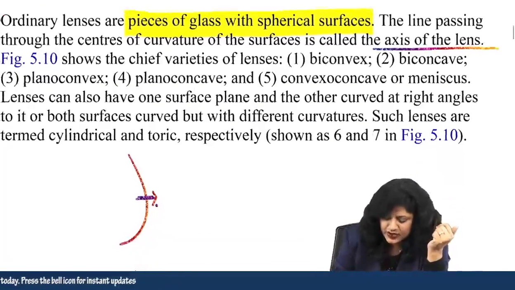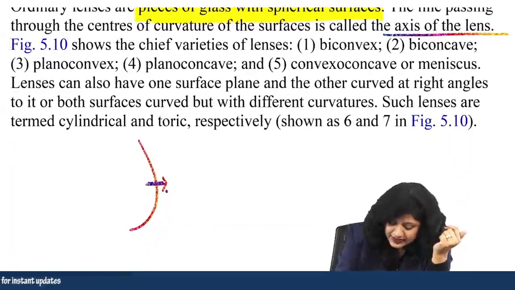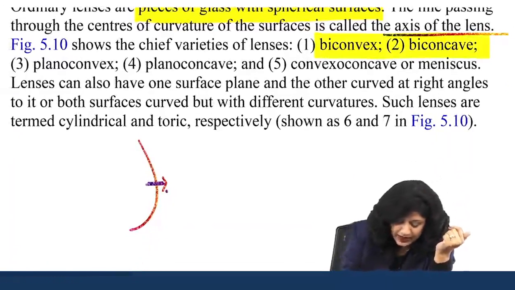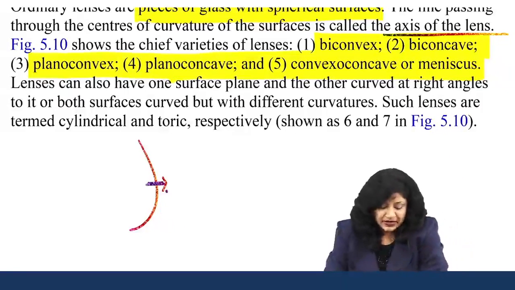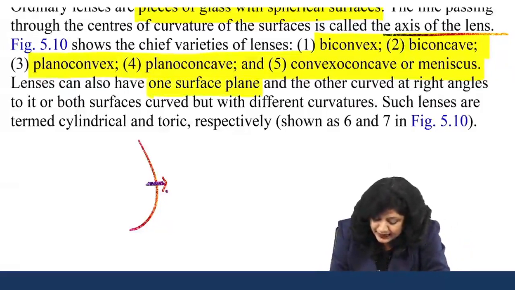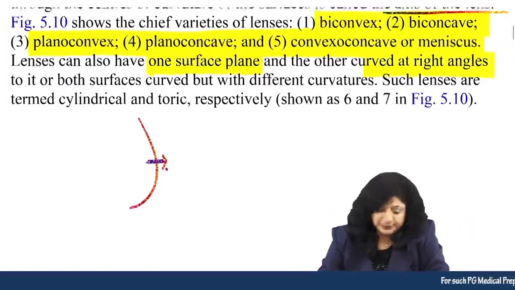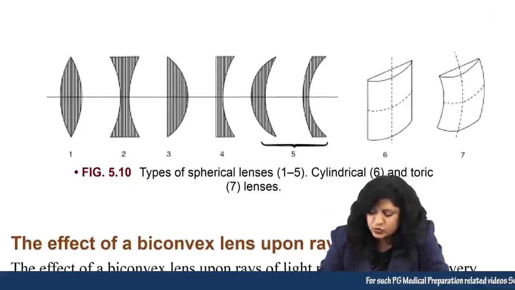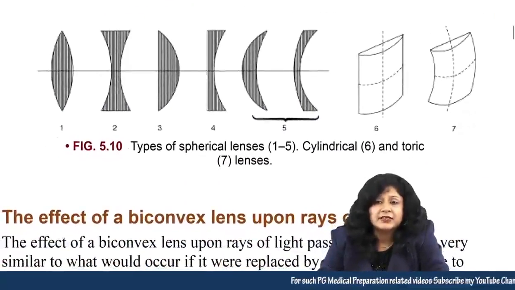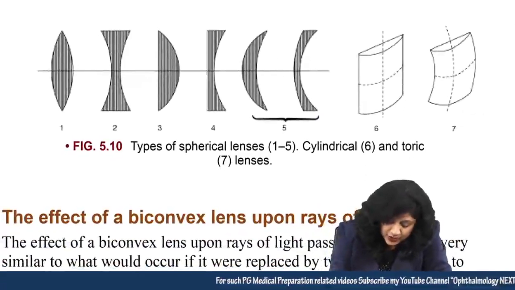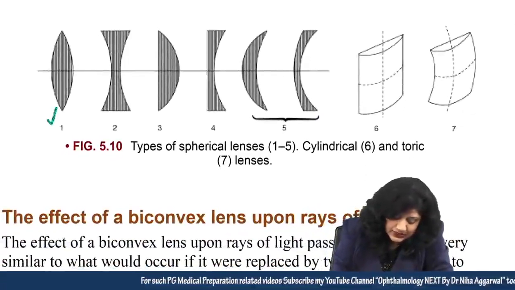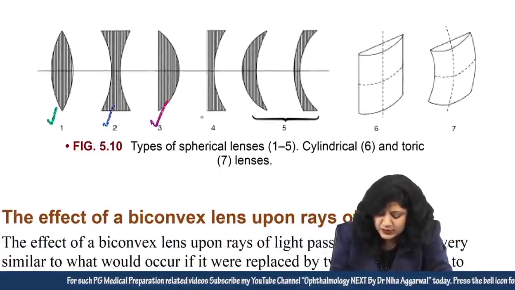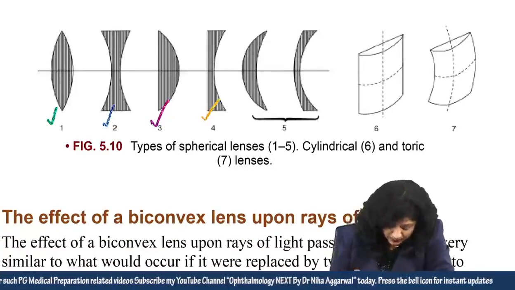We have got a variety of lenses, like biconvex, biconcave, plano-convex, plano-concave, convexo-concave, meniscus. They can also have one surface plane and another curved at right angles. So different kinds of combinations of lenses are possible. See, they have shown you different combinations: this is your biconvex, this is biconcave, plano-convex, plano-concave.